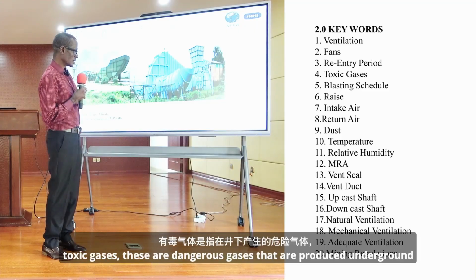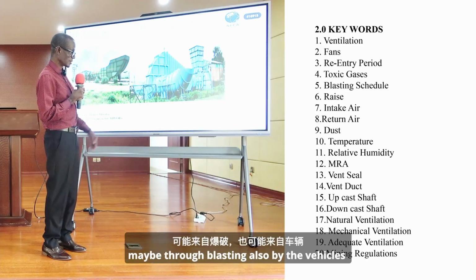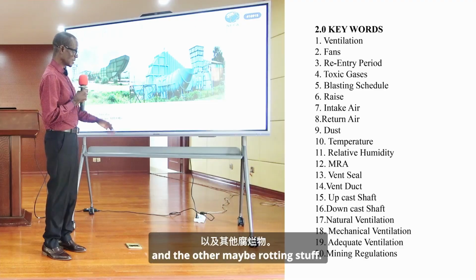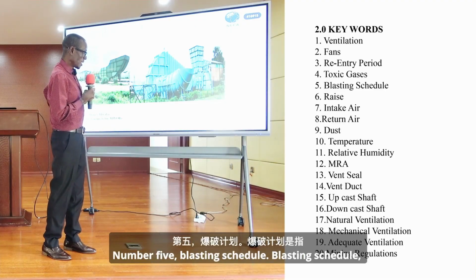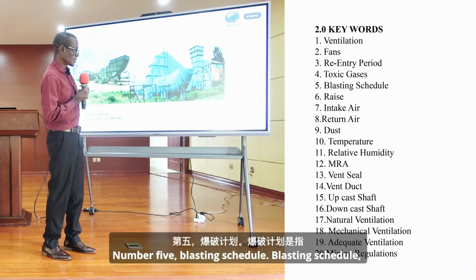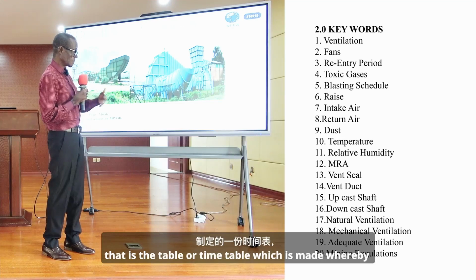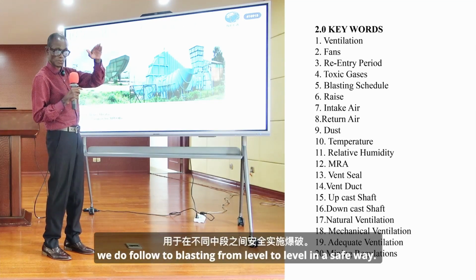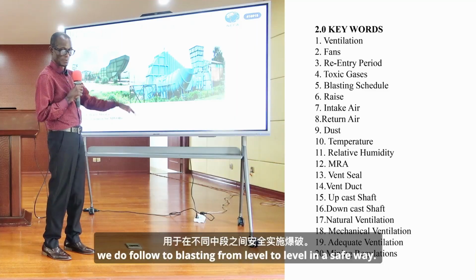Then toxic gases. These are dangerous gases that are produced underground, maybe through blasting, also by the vehicles and other rotten stuff. Then number five, blasting schedule. Blasting schedule is the timetable which we follow to blast from level to level in a safe way.